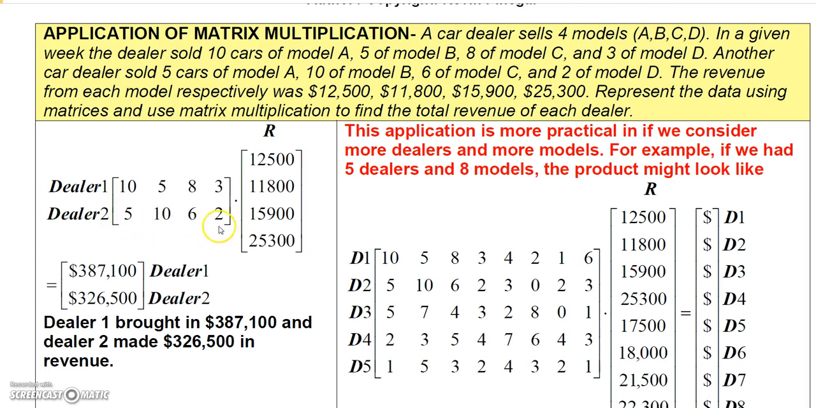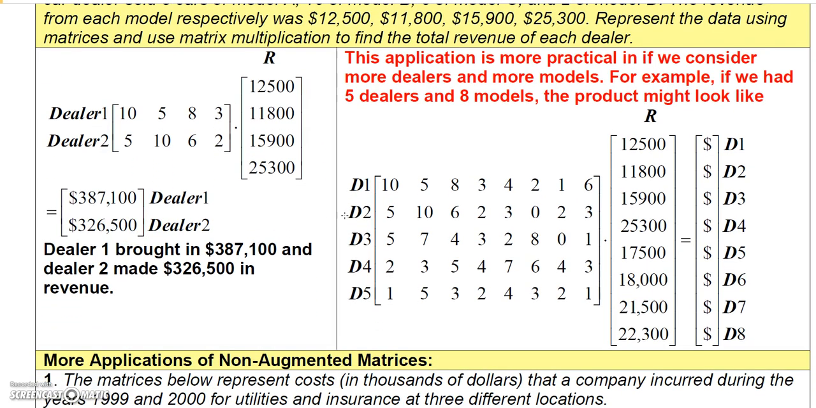And then when you multiply this row by this column, it would give you the total revenue sold by dealer 2. So that would be a practical answer that we could look at, because that way we could easily see how much revenue each dealer brought in. Now, it would actually be even more practical if you had several dealers.